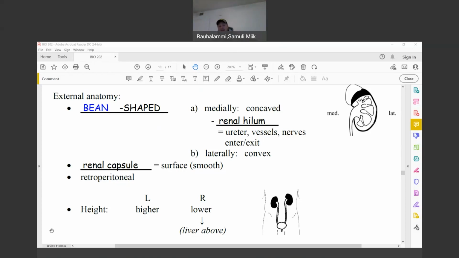And this is with the right side kidney being a little bit lower than the left side. And this is because immediately above the kidneys, we're going to have our liver. And on the right-hand side, that liver takes a little bit more of the space. So that's why the right kidney is lower than the left. So that liver explains that height difference that we're seeing.